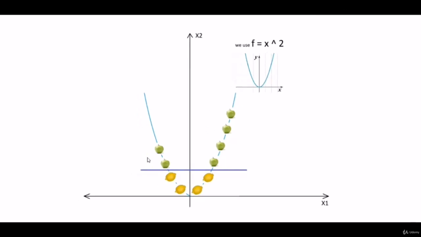You can see that the green apples and yellow lemons are now separate. They were not linearly separable before, they are now separate because of adding a new function by adding another dimension, which means we are turning this 2D space into a 3D space.